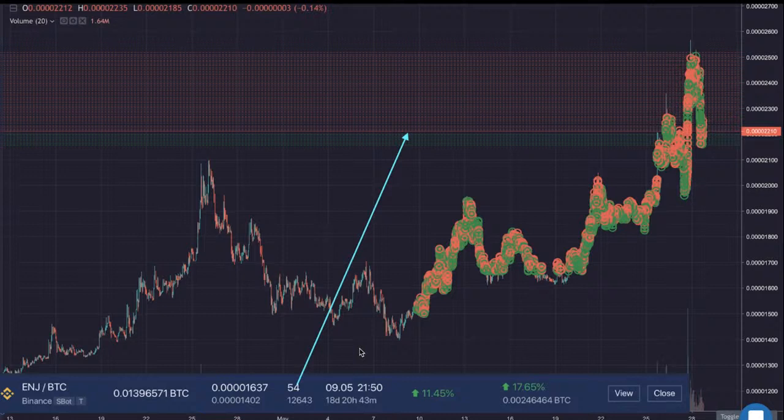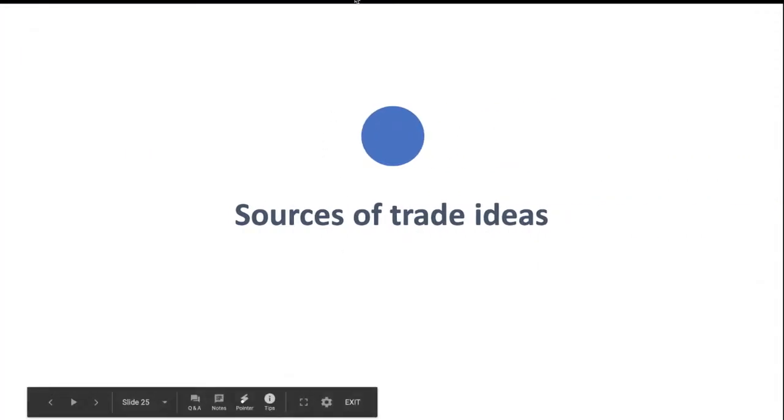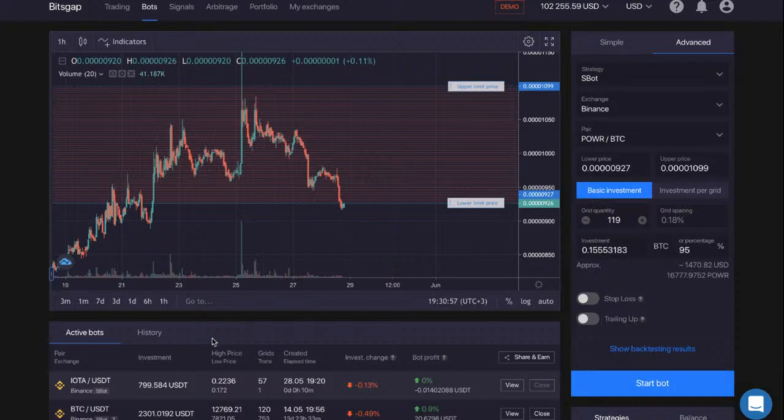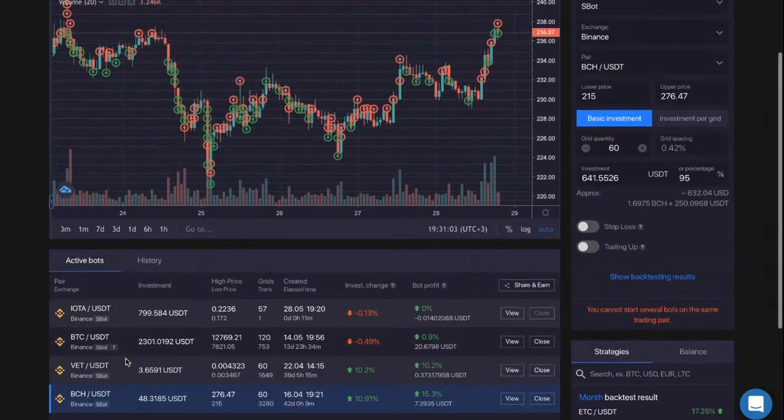All right, and let me show you some of my other active bots right now. For instance, Bitcoin Cash trading to USDT.